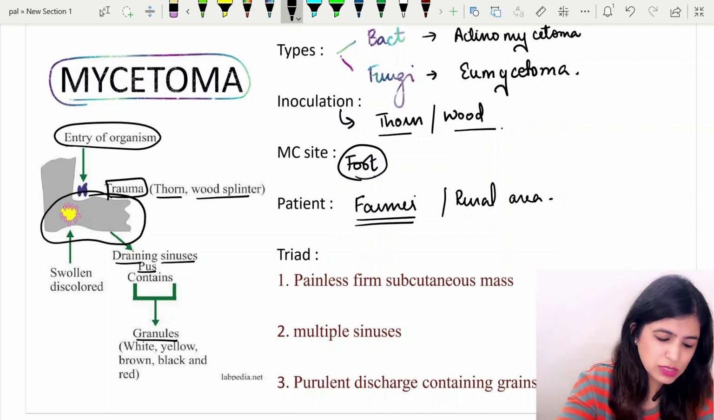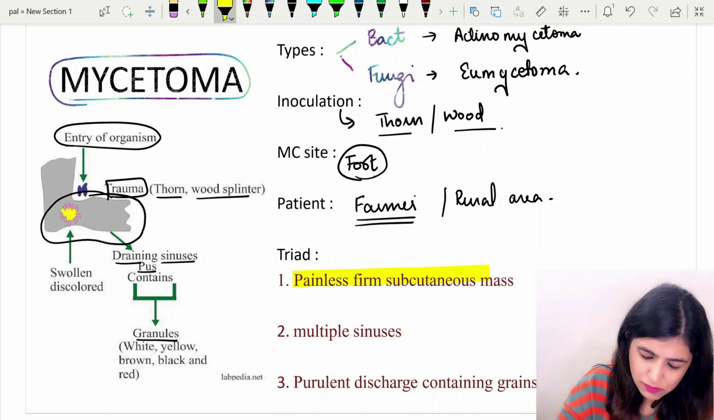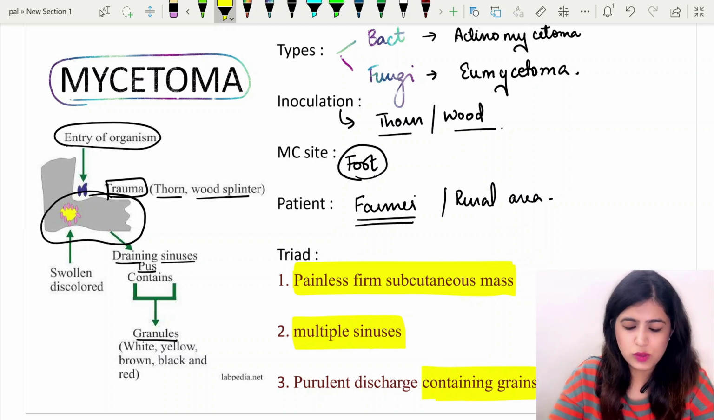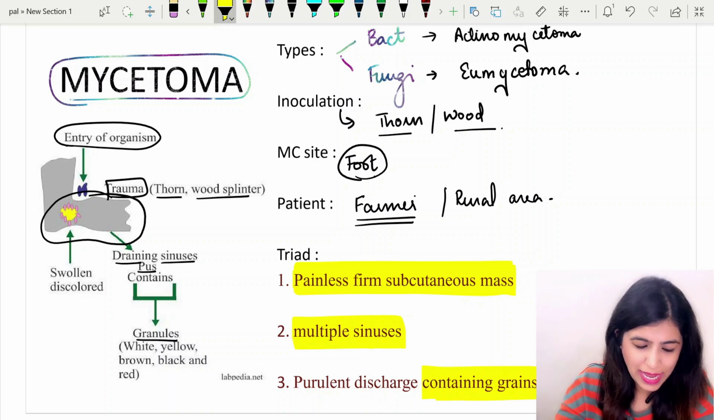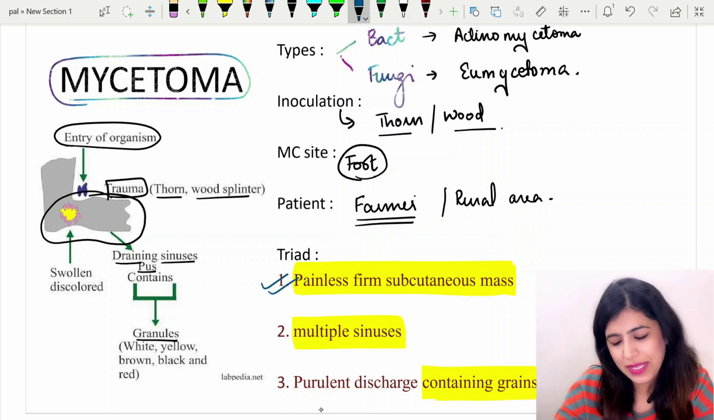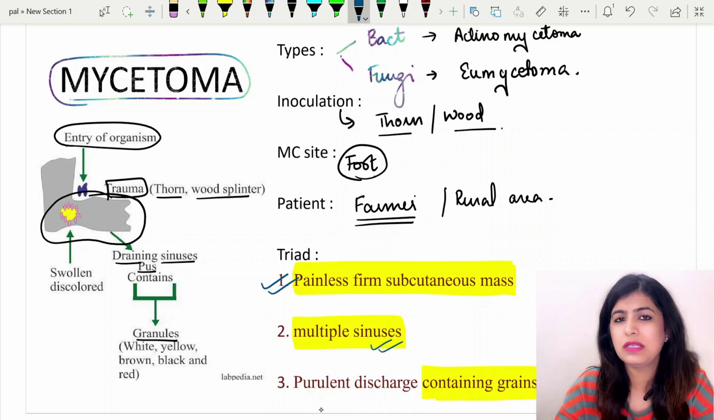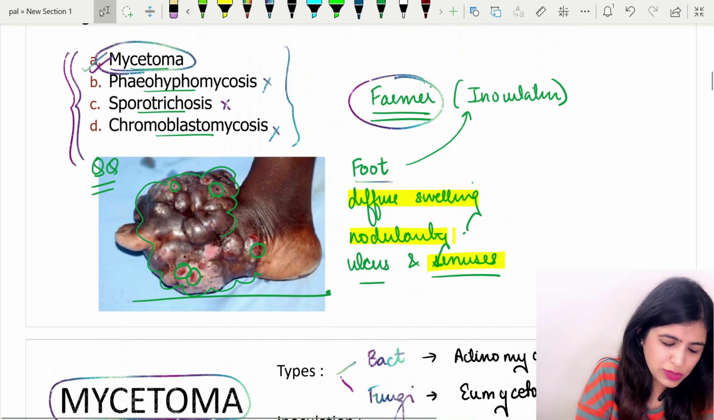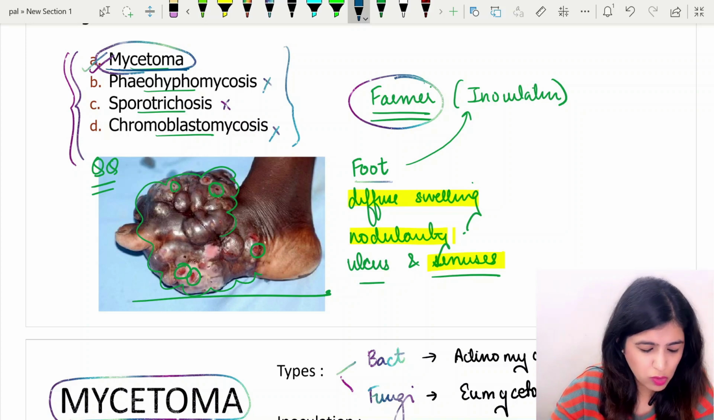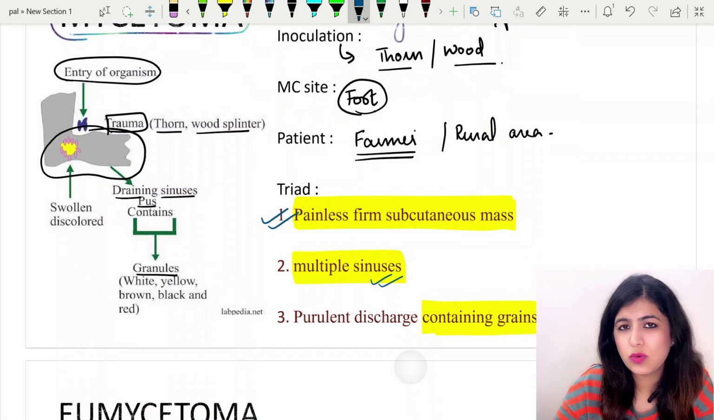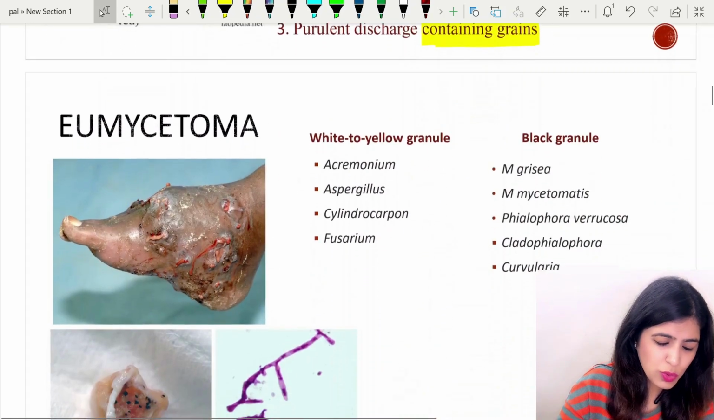What is the triad with which a patient of mycetoma presents? Painless, firm subcutaneous mass, discharging sinuses which contain grains. So this is the triad of mycetoma, and actually if you look at the picture in the previous question, we did see a subcutaneous mass, we did see multiple sinuses. So two of these features are present in the picture, which take us towards our diagnosis of mycetoma. Grains you don't see in the image, it doesn't matter, but the other points do match.